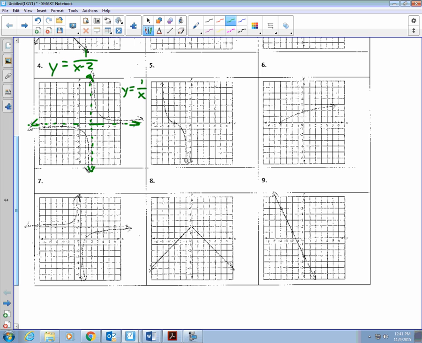Two transformations for number 5. What's the parent function first? X to the third. What other one could you choose? X to the fifth. We'll choose x to the third. So what are my two transformations? Left 3 and a vertical flip. So if I have left 3, x plus 3, and then vertical flip, negative.